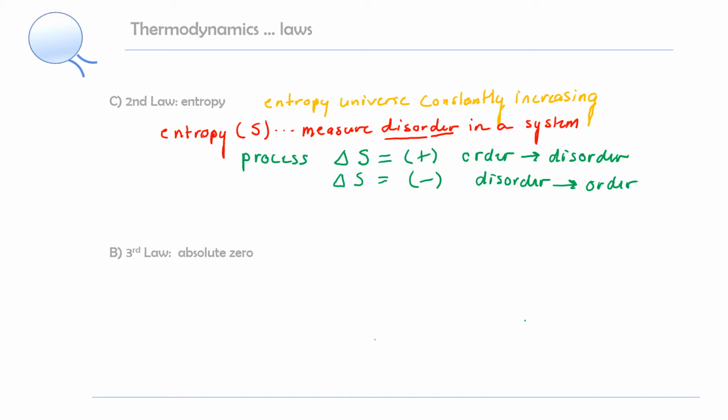Entropy is also a state function, and as previously stated, state functions only depend on the final and initial state. Therefore, a change in entropy is going to equal the total entropy of the final minus that of the initial. And if we're talking about chemical reactions and processes, this is our products minus reactants.